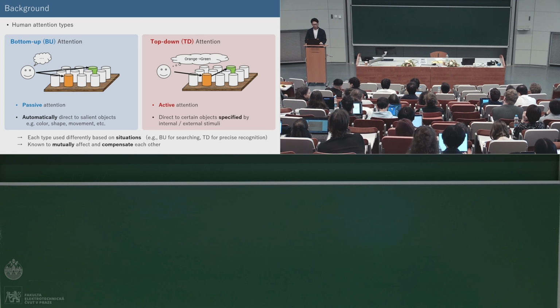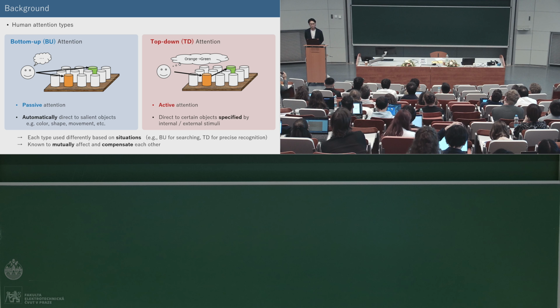And speaking of human attention, there are generally two types. One is bottom-up attention, and the other is top-down attention. The bottom-up one is a passive attention, which automatically directs to salient objects, like colors, shapes, and movements. On the other hand, top-down is an active attention, which directs to certain objects specified by internal or external stimuli.